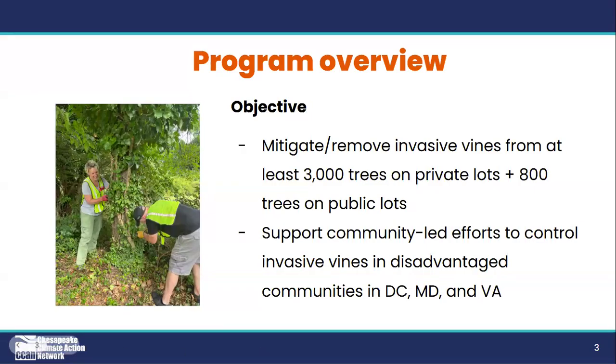We're accomplishing that through a lot of different means. But one of those is supporting these community-led efforts for folks to control invasive vines in their own communities in DC, Maryland, and Virginia. So I'll identify what those communities are that we're working in. But those are our two overarching goals of this program. So we've been holding a lot of events since October, removing a lot of vines, talking to people in communities who want to do this type of work, and it's been a lot of fun so far.